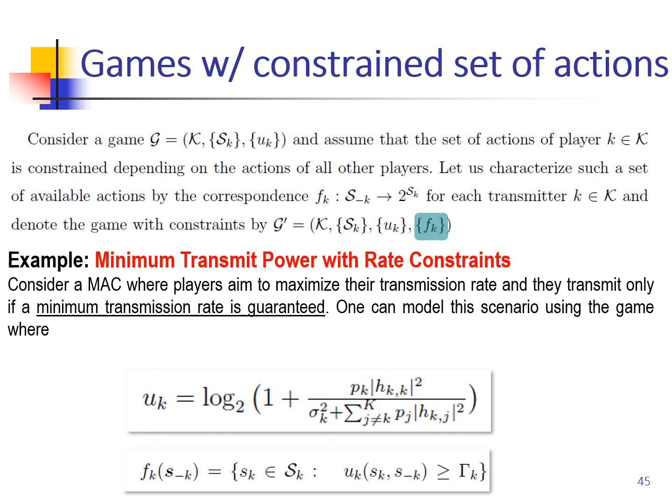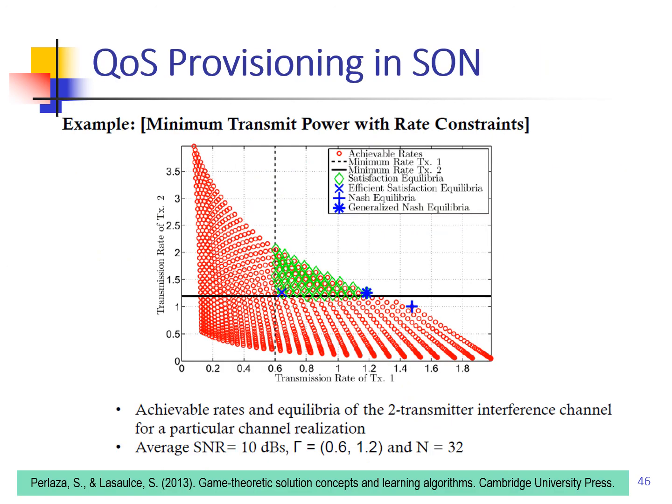For instance, this is a minimum transmit power allocation problem with rate constraint. This is a very typical example in wireless communication. You have a multiple access channel with players, transmitters, sensors, whatever you have. They maximize the transmit rate, and they only transmit when a minimum transmission rate is guaranteed. So we can model it, and this correspondence is encoded by simply saying that the utility of player K is larger than this gamma K threshold. That's basically it.